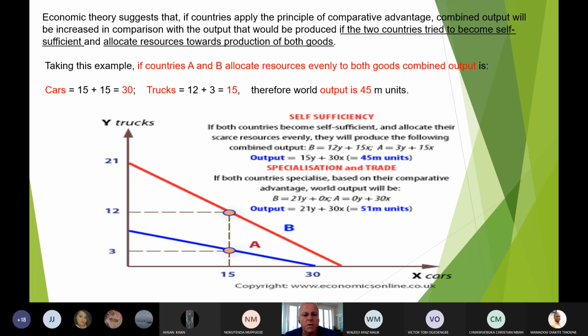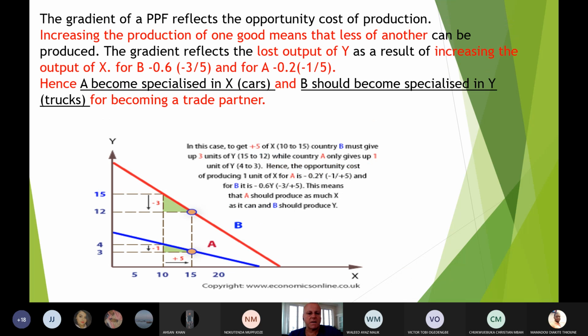Due to this, as we may say, trade specialization and becoming a world market trader is always preferable because it is increasing the capacity of the producers and they become specialized in the production where they have lower opportunity cost. The gradient of the production possibility frontier reflects the opportunity cost of production. Increasing the opportunity cost of one good means that less of another can be produced. The gradient reflects the lost output of Y as a result of increasing the output of X.